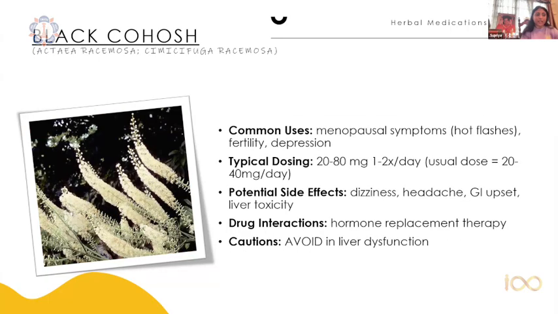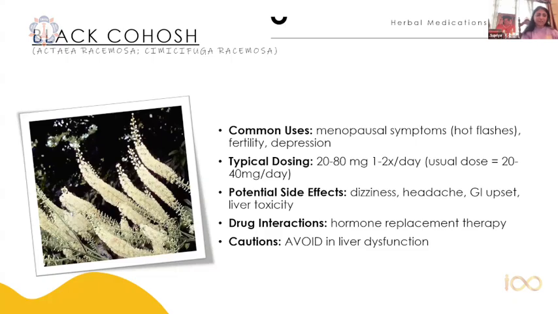The next one is black cohosh, and this is a member of the buttercup family, and that grows in North America. And you're going to generally see the products come from the root. It can have effects on the estrogen receptors. So this plant has compounds pretty similar to estrogen. They're called phytoestrogens. And these phytoestrogens can actually interact with your own natural estrogen receptors in your body.